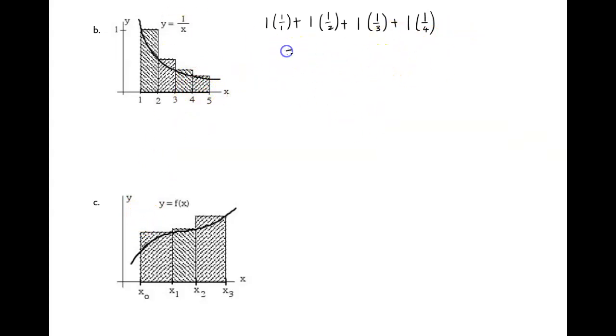So our summation here is the sum from k equals 1 to 4 of 1 over x. Not 1 over x, I apologize. I'm used to writing 1 over x because that's our function. It's 1 over k. All right, now C looks a little bit more complicated. It's just some general function f of x, some general terms here.